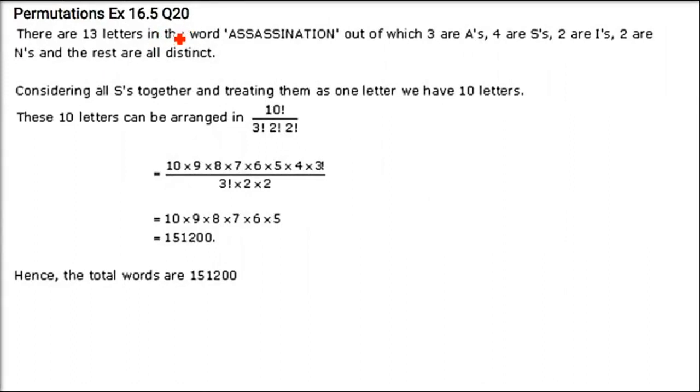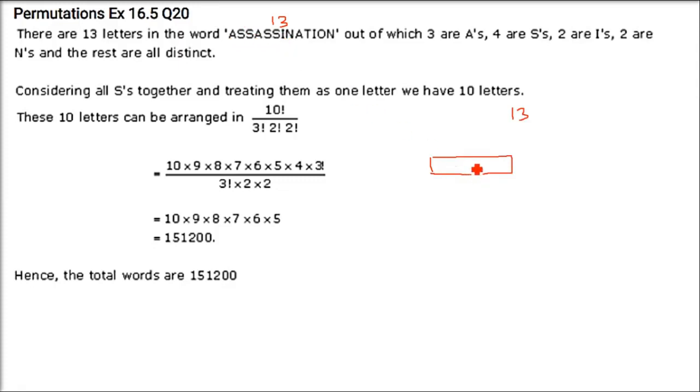In how many ways can the letters of the word assassination be arranged so that all the S are together? All the S are together. So how many S's are there? There are 13 letters. In these 13 letters, how many S are there? 4 S are there. So 13 letters, and we have 4 S here.